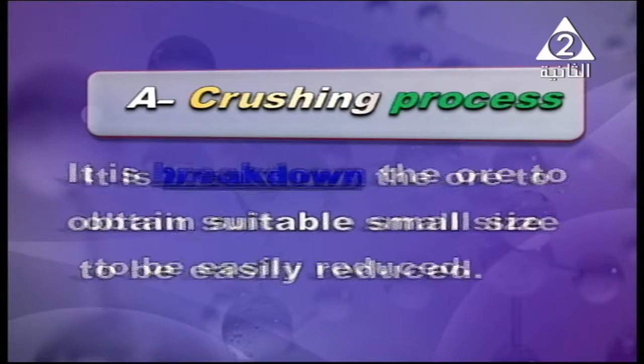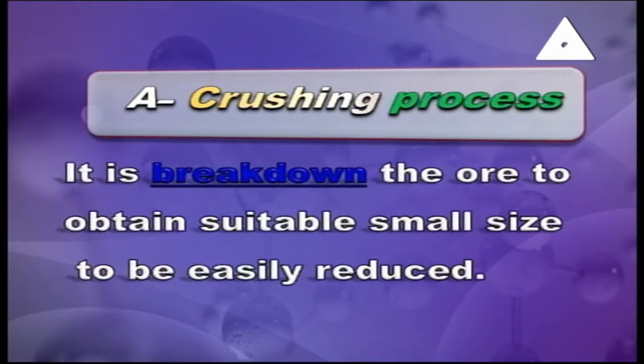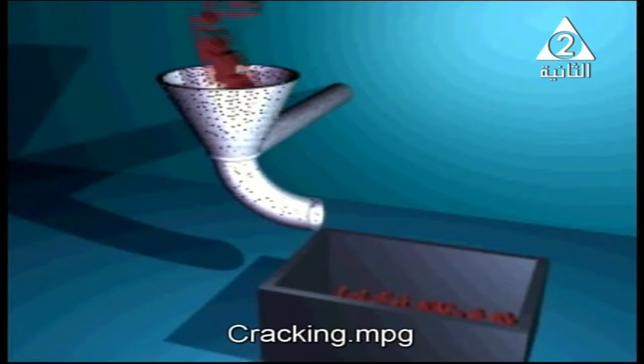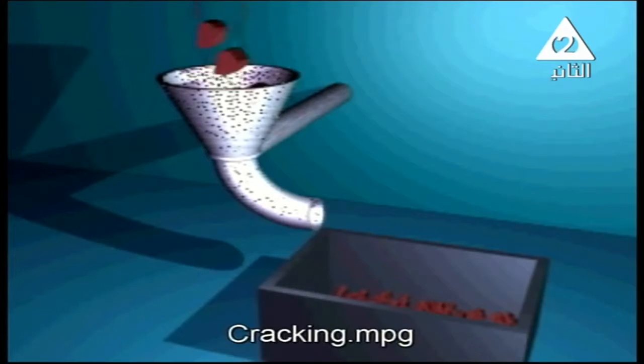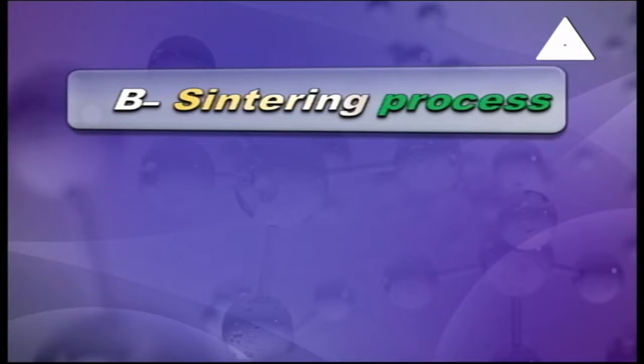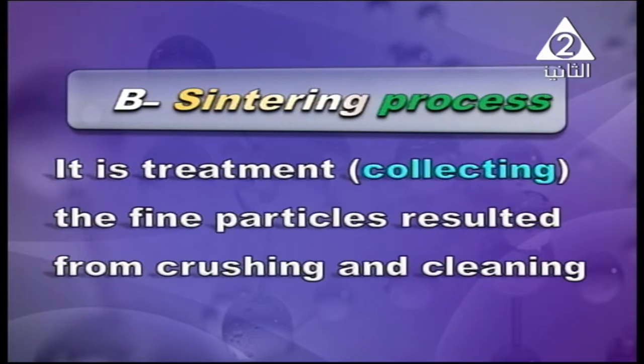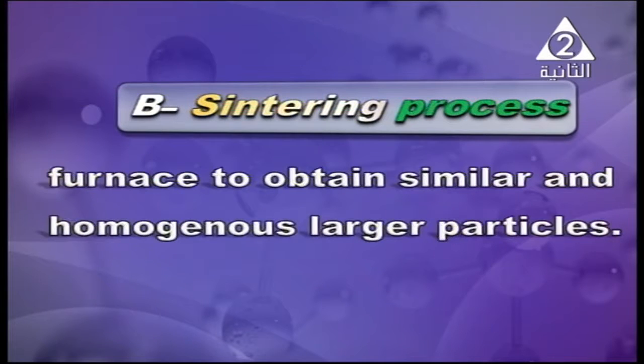Crushing process. It is the breakdown of the ore to obtain a suitable small size to be easily reduced. As shown on the screen, here is the crushing of iron ore into suitable small size particles to be easily reduced. The next process, sintering, is the treatment or collecting of fine particles of the ore that resulted from the crushing and the cleaning of the furnace, to obtain similar and homogeneous larger particles.